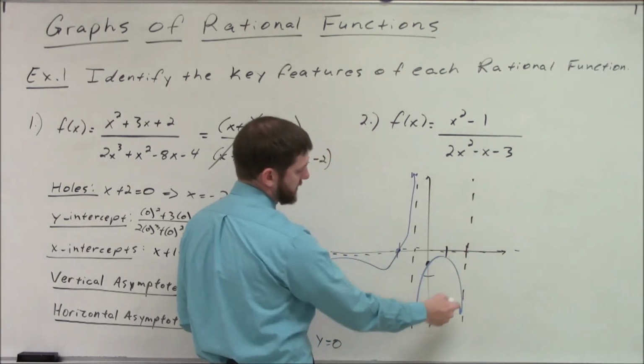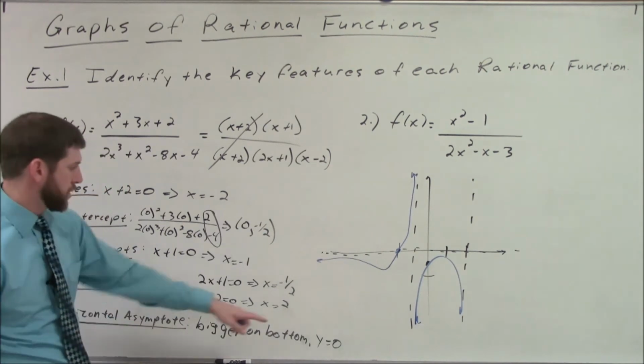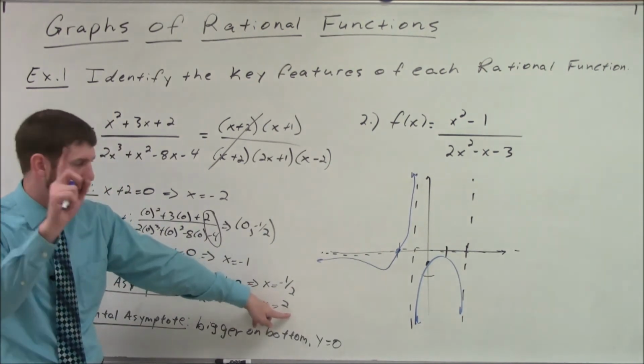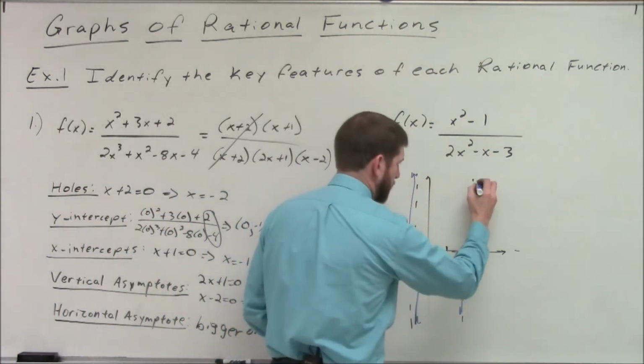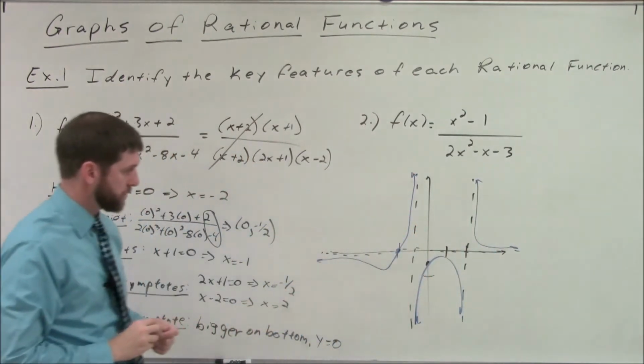On the right-hand side, see how we're pointing down on this? Since the 2 has an odd multiplicity, it only occurred one time, then we've got to be going in the opposite direction on the other side of the asymptote.